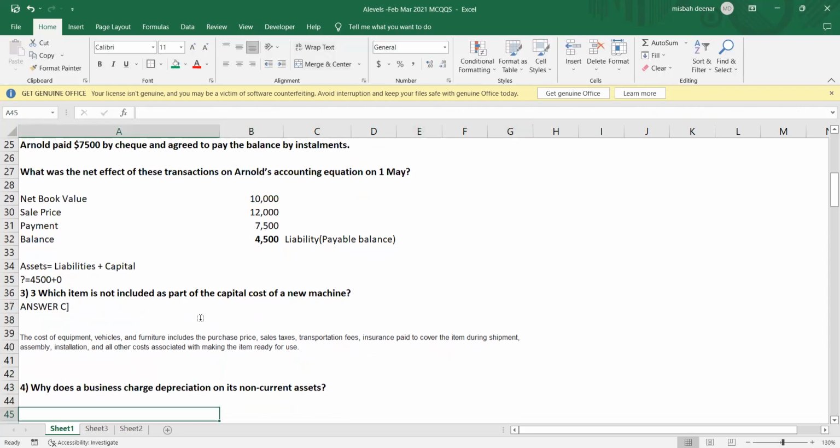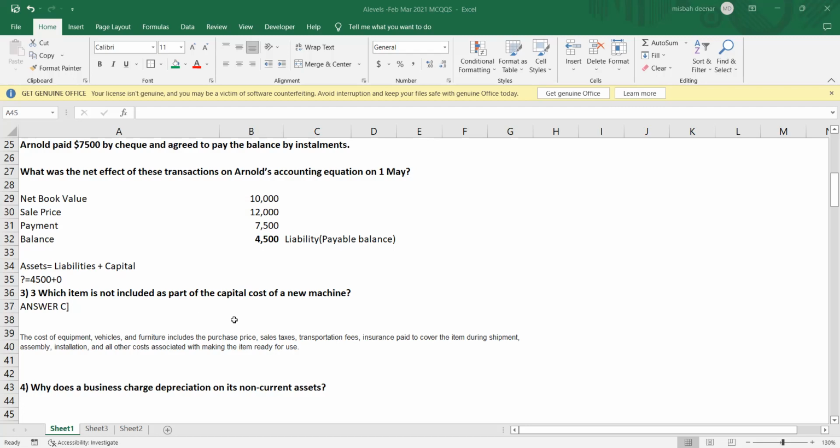Then question number 4. Why does a business charge depreciation on its non-current assets? To retain profit for the replacement, to show the correct value of the asset. Okay, this seems a little bit correct. To show when an asset needs replacing? No. To spread the cost. So what do we do by depreciation?